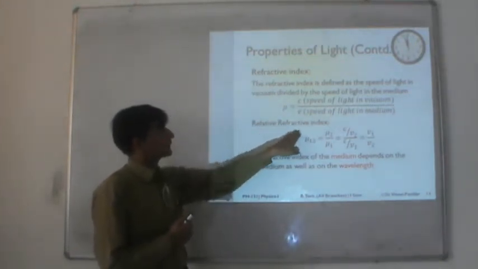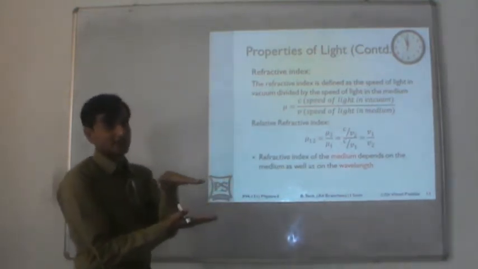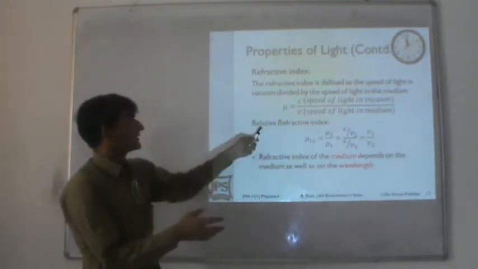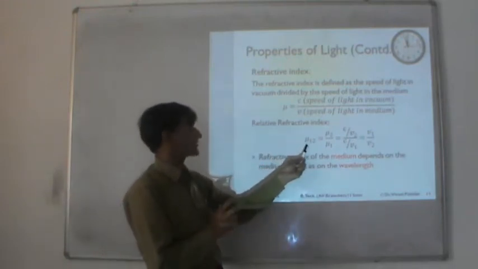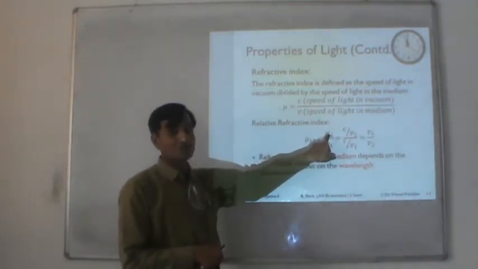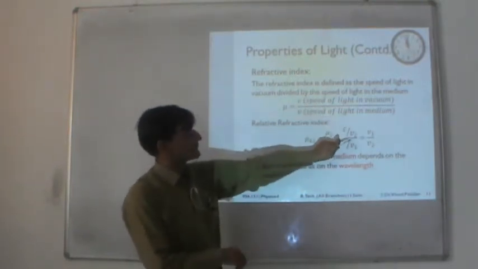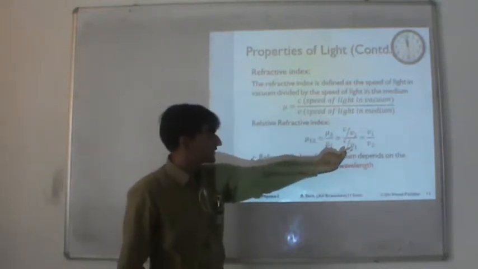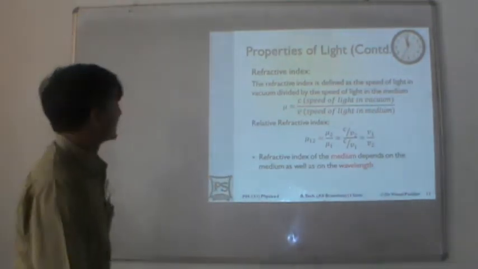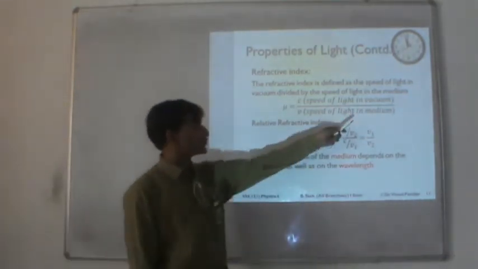Now we define relative refractive index. Suppose instead of having a combination of air and a medium, you have two different mediums, medium 1 and medium 2, and one of them is not air. Then you define the relative refractive index, denoted by mu 1 2, which is mu 2 by mu 1. Mu 2 is the refractive index of medium 2, and mu 1 is the refractive index of medium 1. From the definition, mu 2 is c by v2, where v2 is the velocity of light in medium 2, and v1 is the velocity of light in medium 1. So this comes out to be v1 by v2. So you can say the relative refractive index is the ratio of the velocities of light in the two mediums.